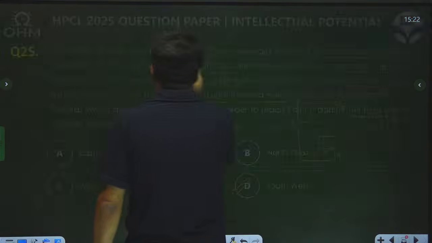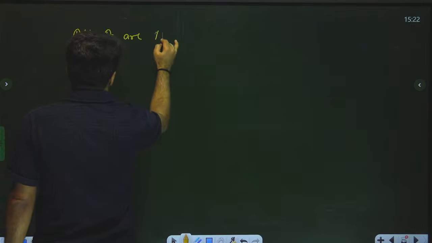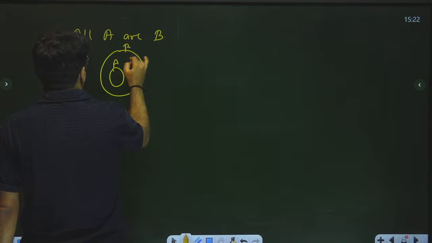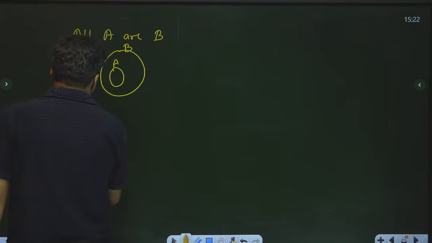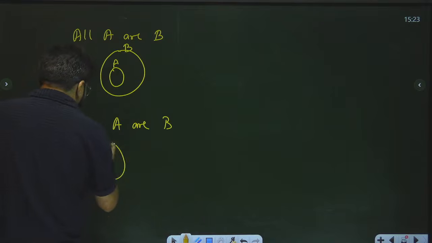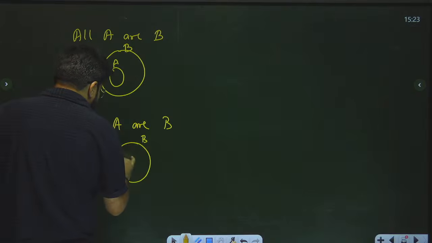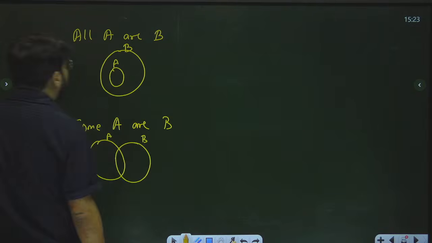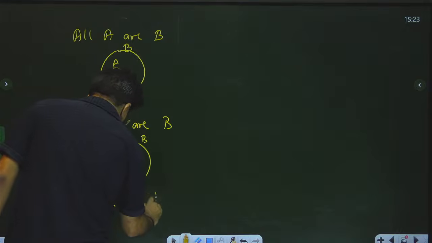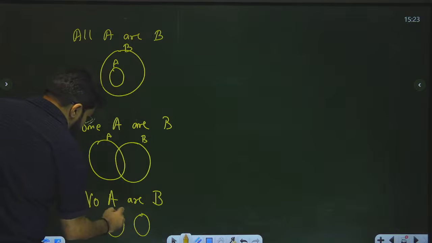When I say all A are B, suppose this is B, all of the A are B. So I can place A inside B. And then I say some A are B. These are the common statements. Suppose these are A and these are B. Some of them will overlap. And then I can say a statement, no A are B. So A and B are totally isolated. No overlap.